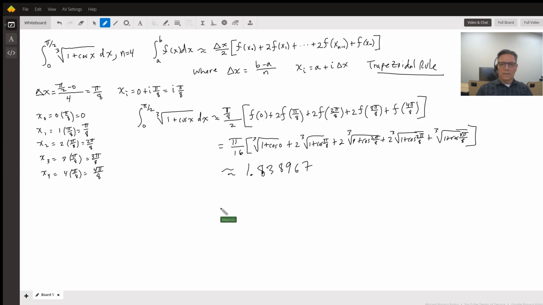Anyways, hope this helps. Good luck. And obviously I have no time for Simpson's rule, but it's done in a similar fashion, although the definition is a little different.